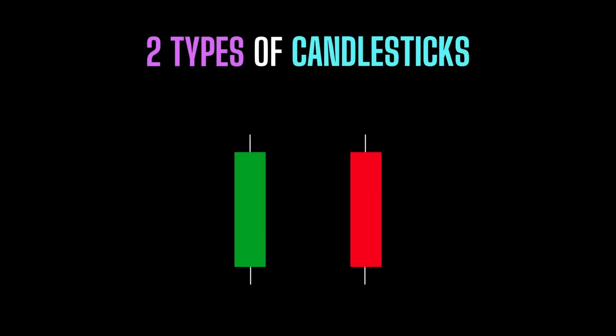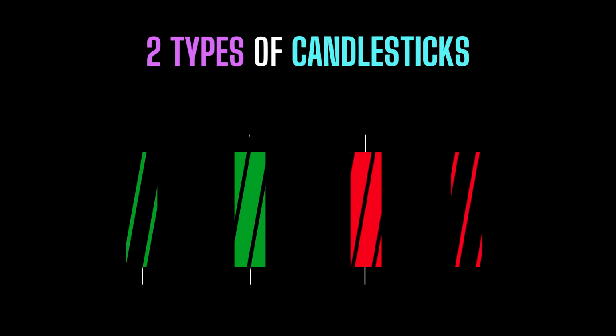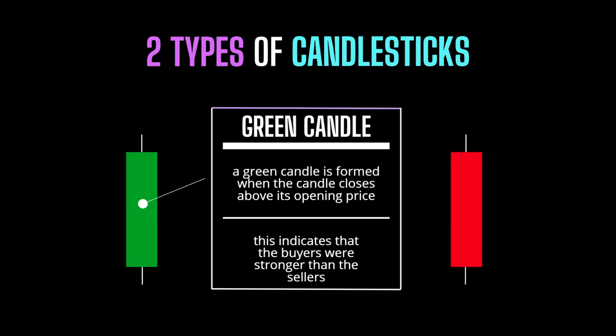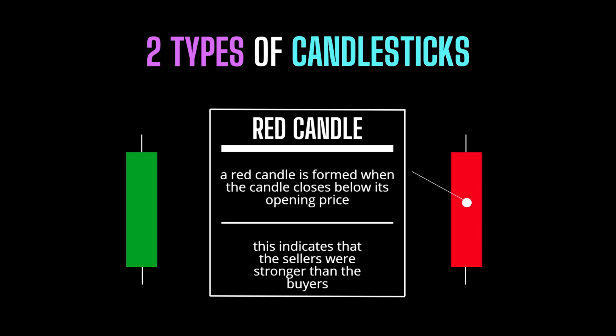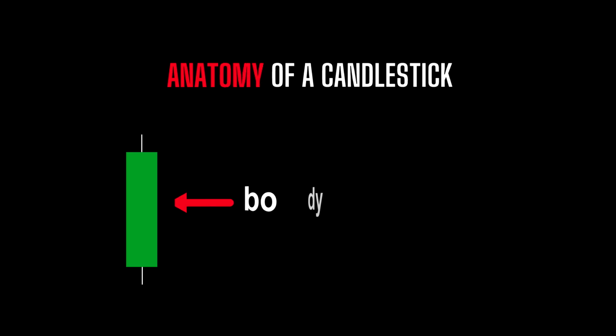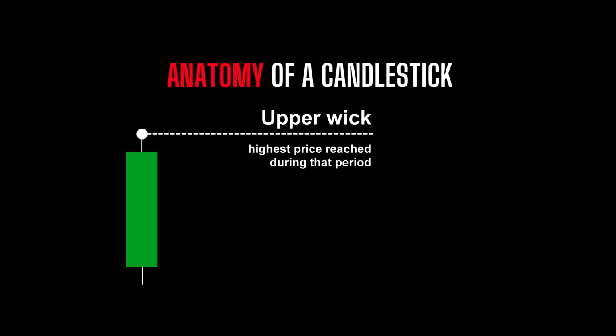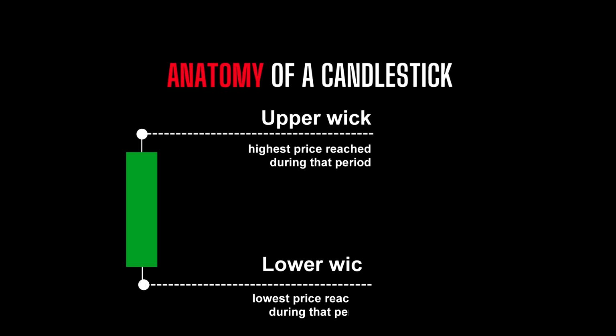There are 2 types of candlesticks, green candles and red candles. A green candlestick forms when the candle closes above its opening price, showing that buyers were stronger than sellers. Similarly, a red candlestick forms when the closing price is below the opening price, showing that sellers were stronger than buyers. A single candlestick consists of 2 parts, the wick, also called the shadow, and the body. The end of the upper wick shows the highest price reached during that period, while the end of the lower wick shows the lowest price reached during that period.